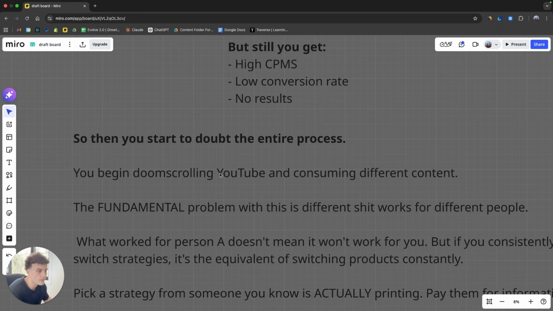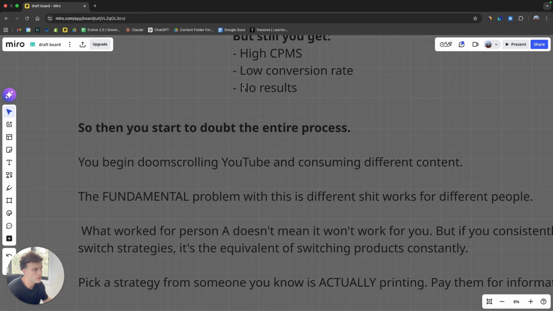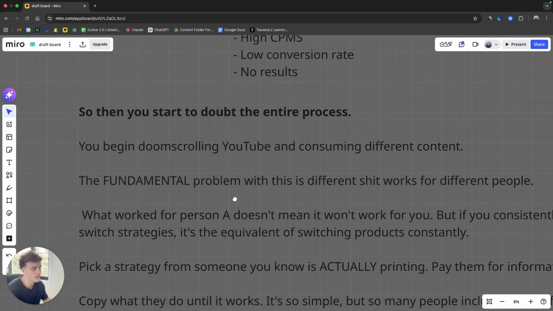And these are some common traits that I see, and that I was doing a lot: when you get no results, you begin doom scrolling YouTube and consuming different content. This is a big problem, because different things work for different people, and what worked for person A might not be relevant for you. If person A built a $10 million a month ecom brand by going into product development and putting all this money up front, and you think that's the best approach, it doesn't necessarily mean it is.